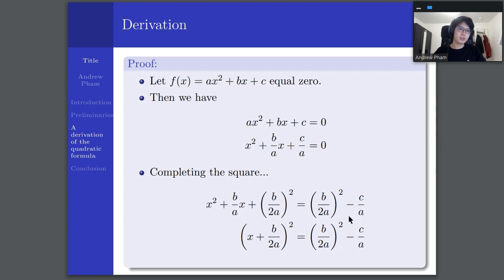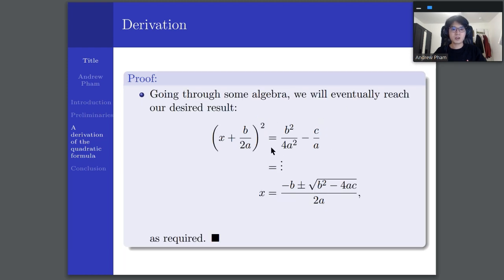Here it should be very straightforward how we solve for x. All we have to do is take the square root on both sides and then move this b over 2a over by subtraction, and then we'll get the result that we're trying to look for. So going through that entire algebra sequence, one can eventually find that yes, you'll get the quadratic formula in its glory here as required.